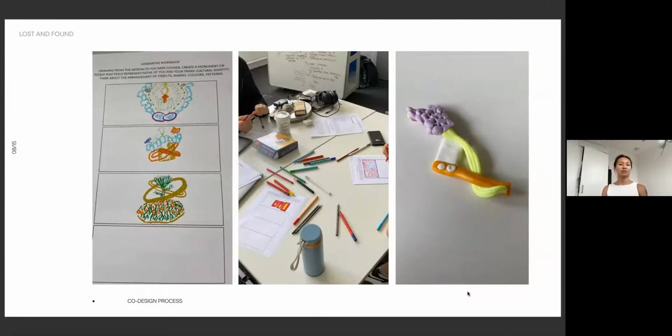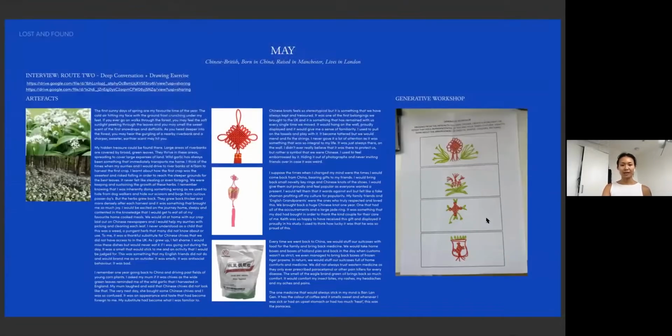And so I asked them to draw on paper several different ways they can imagine their objects becoming a monument of their transcultural identity. And then from there, I asked them to transition that into a 3D form, just so they can imagine it within space and within location. And these are just some of the results that I got from different participants.